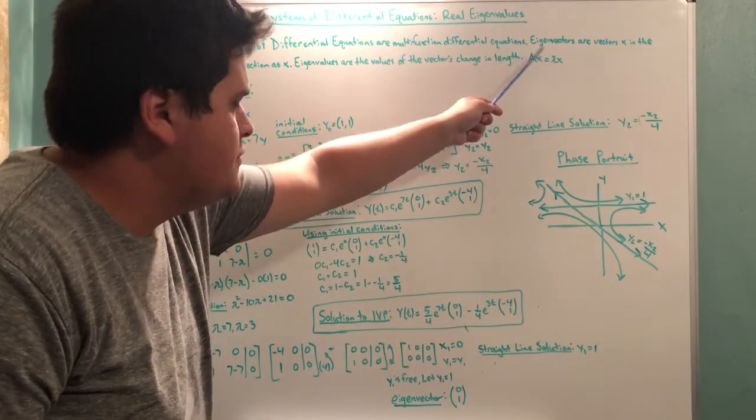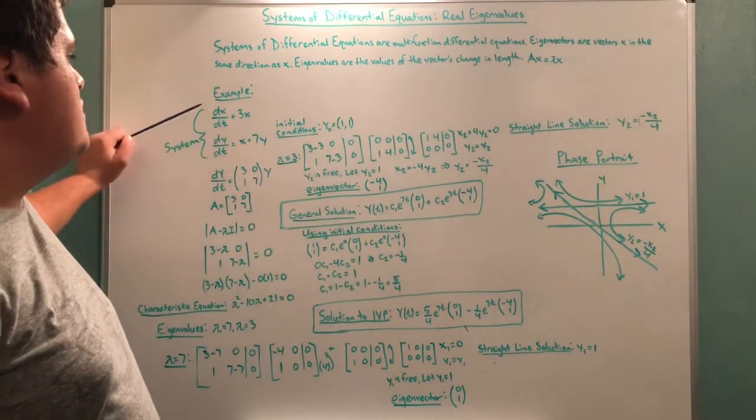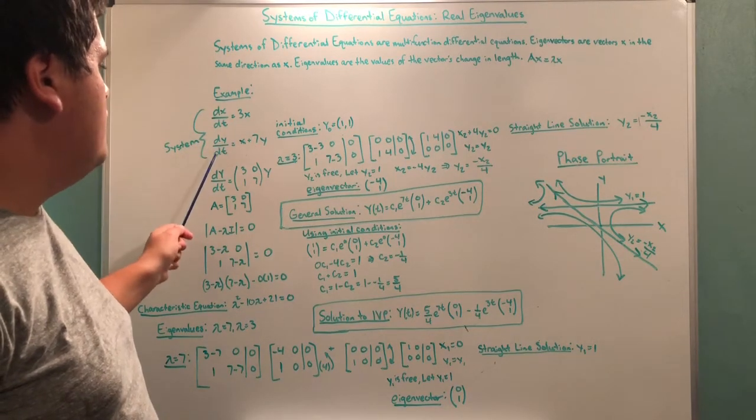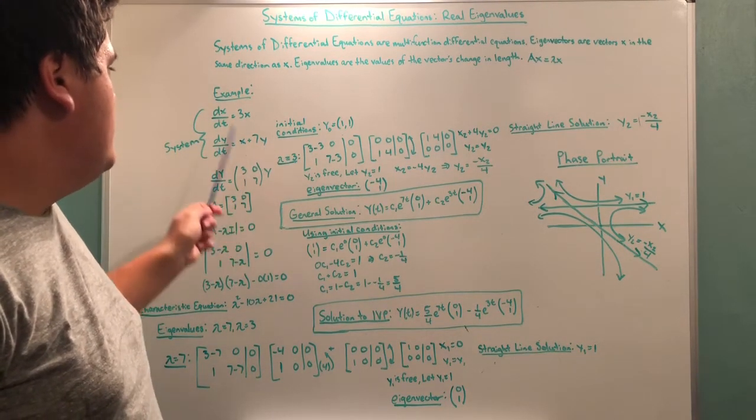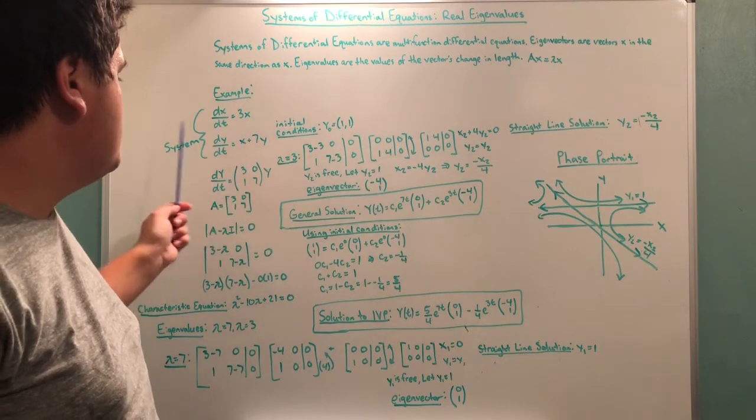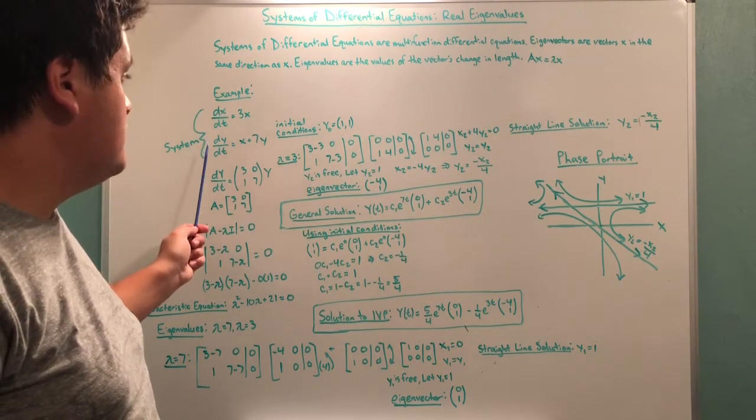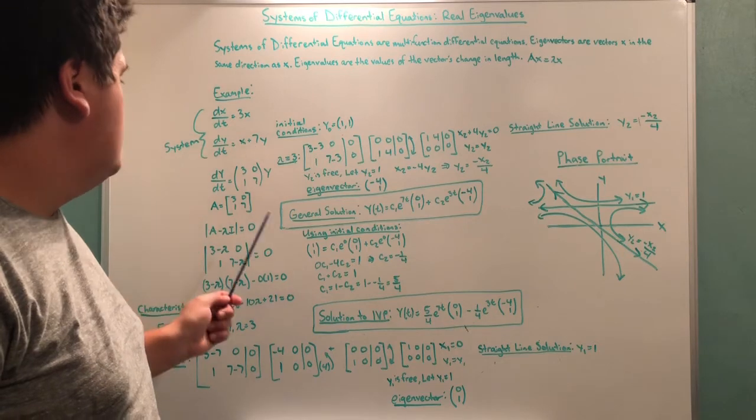The symbol here is lambda. For example, we have dx over dt is equal to 3x, and dy over dt is equal to x plus 7y. Here we have two differential equations that form a system. Because there's more than one differential equation, this is a system.